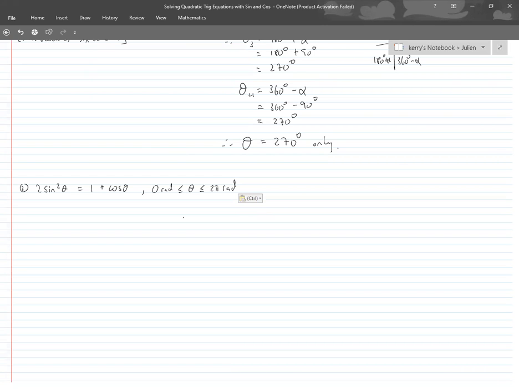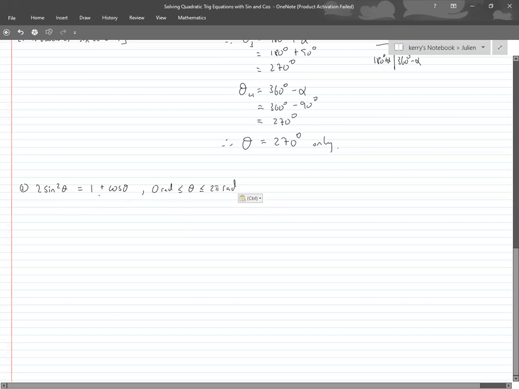All right, so how do we solve this here? Now, first of all, we know that this looks quadratic-ish, right? Because we see sine squared and we see cos x, and we know that we can change this here. All right, but also take note that this is in radians.